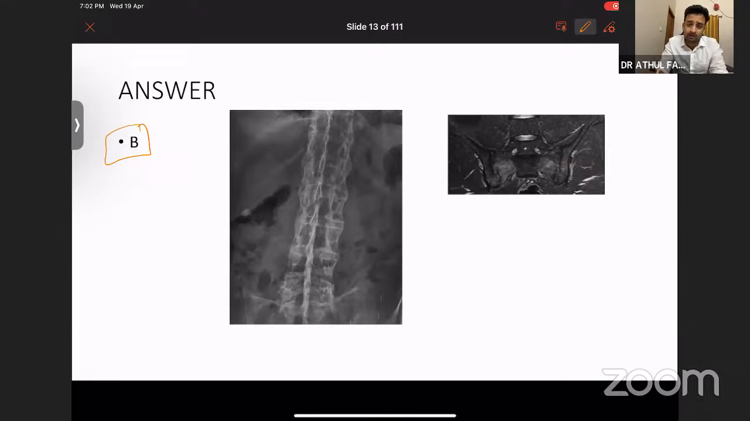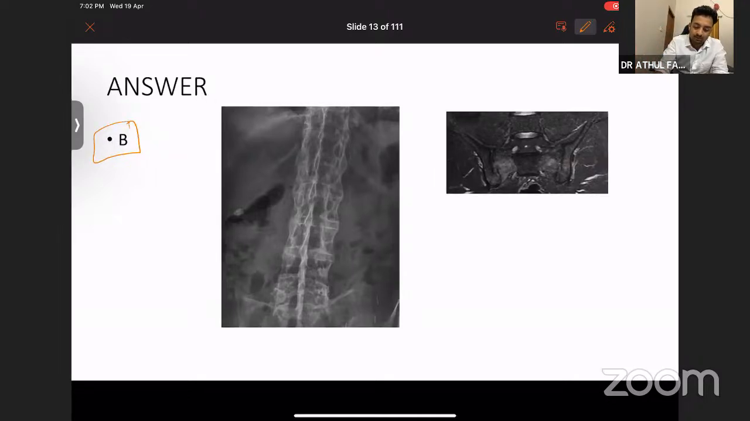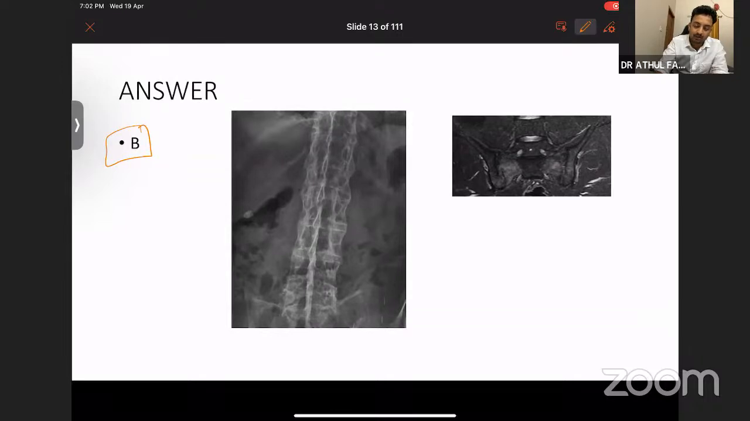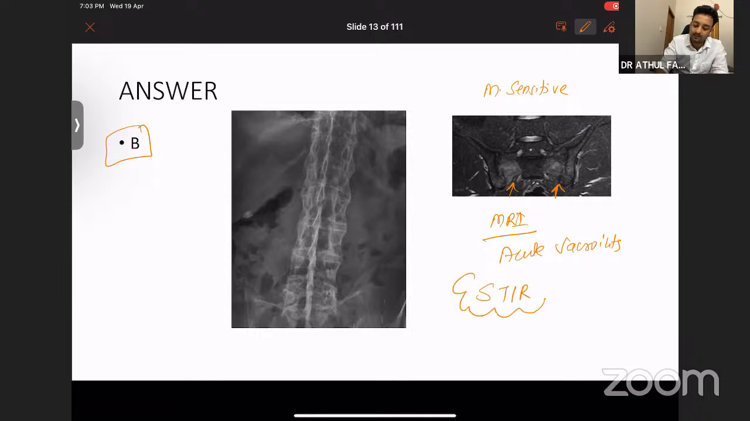Ankylosing spondylitis is another repeat previous year topic, very, very important. You should read all the aspects, pathological aspects, radiological aspects, treatment aspects, all the criteria and all. Remember, the first and foremost investigation that can pick up ankylosing spondylitis, the most sensitive investigation, will be MRI. It will show acute sacroiliitis. See, there is inflammation of the sacroiliac joint, and the sequence that will help you find this will be STIR. STIR is a sequence that helps you find acute inflammatory edema of ankylosing spondylitis.